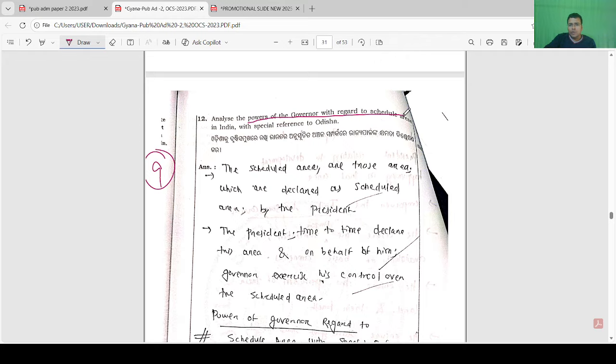Power of the governor with regard to scheduled area in India. Okay, first you need to write what is a scheduled area, and how administration of scheduled area takes place.